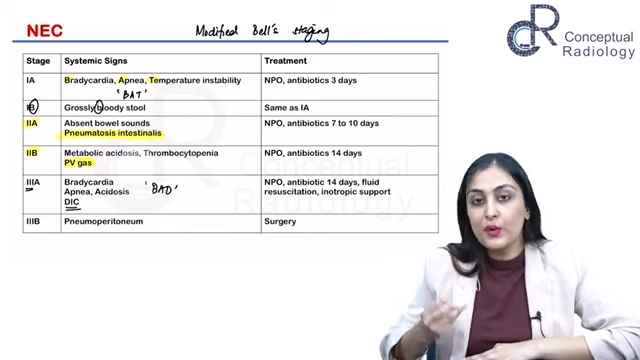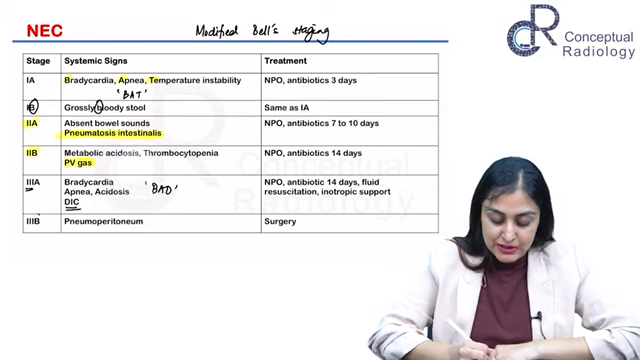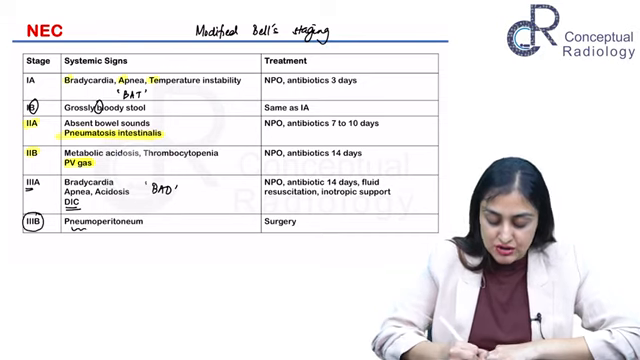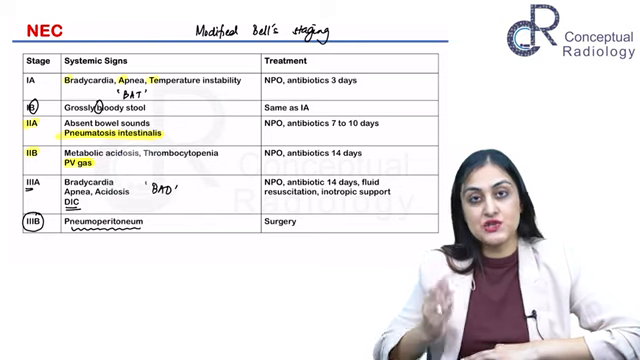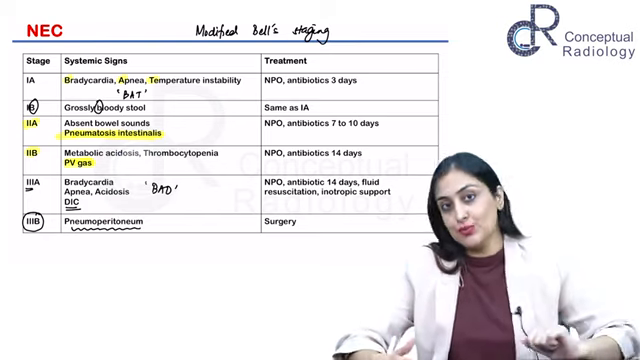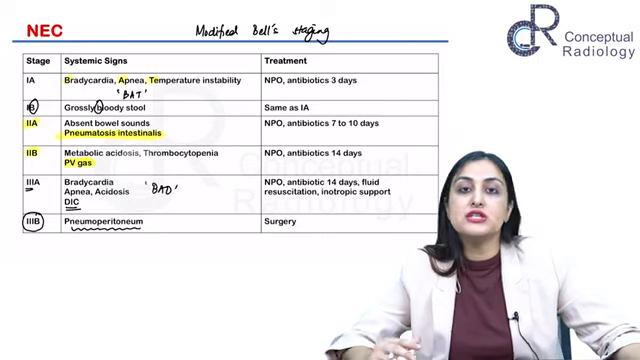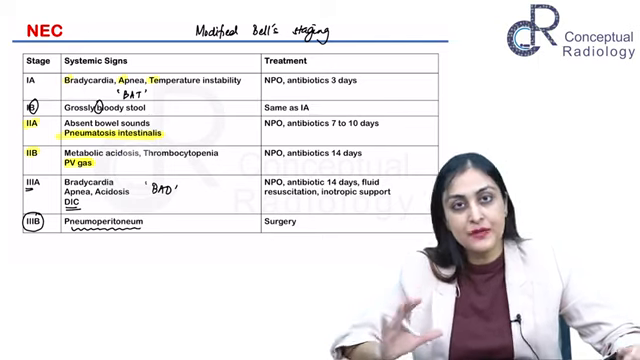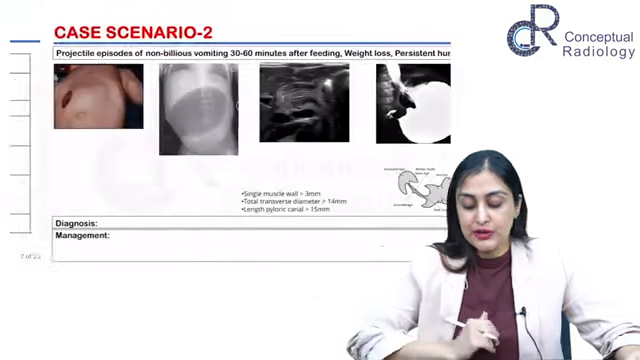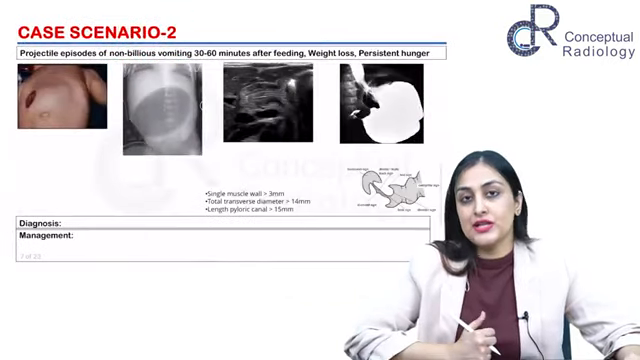Again, at this point, we are doing conservative management, but your patient becomes a surgical candidate the moment there is perforation. So the final stage is free air, which is pneumoperitoneum, right? So these are the different stages of modified Bell staging of NEC that we need to be aware of. So this is about NEC. Let's go to the next scenario.